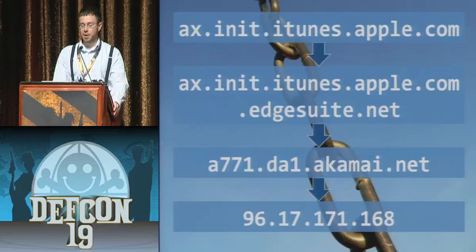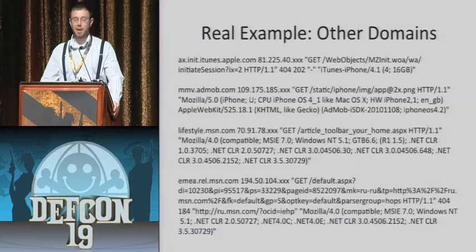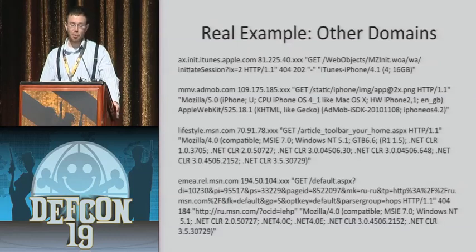So, speaking of other domains, it's time for a series of real-life examples. I apologize if this is really small, but I couldn't think of a way to better convey it, so sorry for those of you in the back. The very top request is, of course, for ax.init.itunes.apple.com. And I believe that person is actually trying to activate their iPhone. I can only assume they were unsuccessful. There's a few of these, there's one for AdMob and there's a few for MSN. And I want to note that this is not an exhaustive list of the ones I saw. I saw quite a bit more of these. These are just the ones I chose to include.